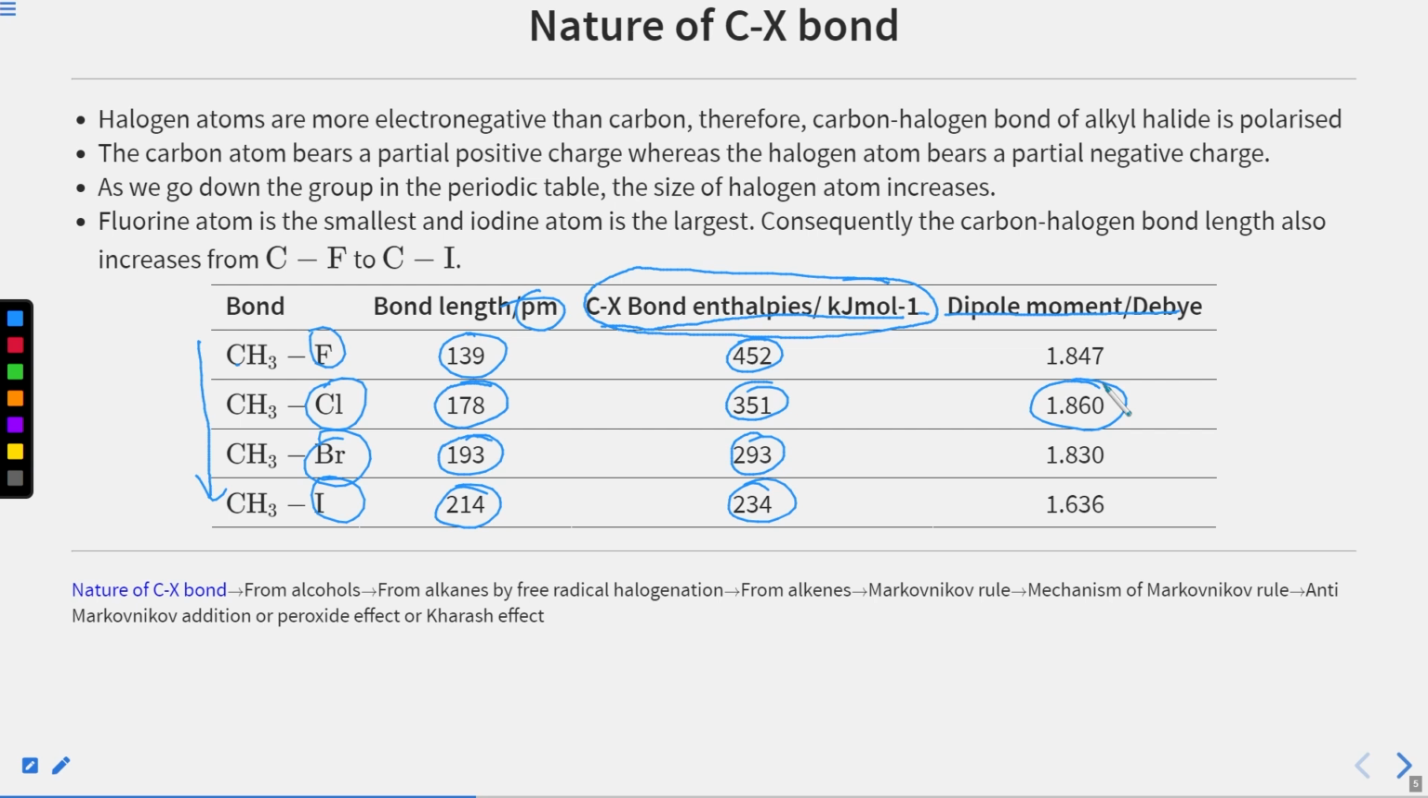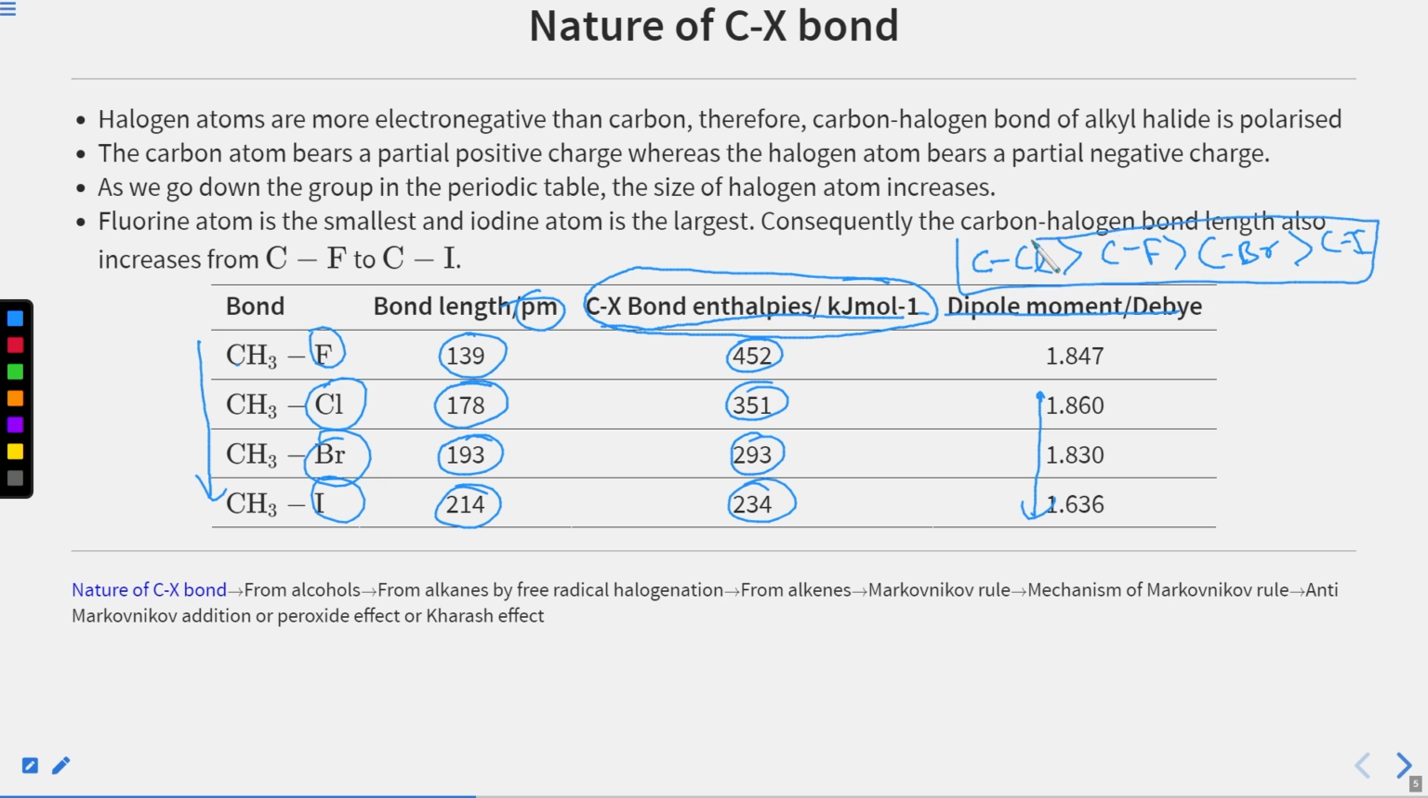Therefore, we can see that its dipole moment is as usual higher than the fluorine. Then we have this order. So if I talk about this dipole moment, then it would look like this. The first one, the C-Cl, will have the largest dipole moment. Then we will have C-F. Then we will have bromine, and afterwards we will have iodine. So this is the dipole moment order. You should remember this thing.